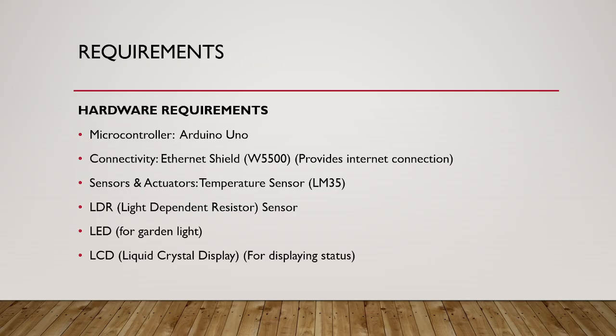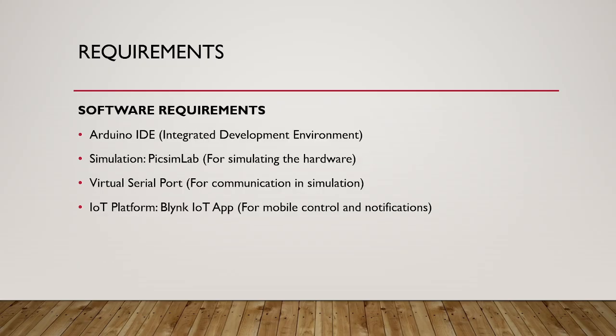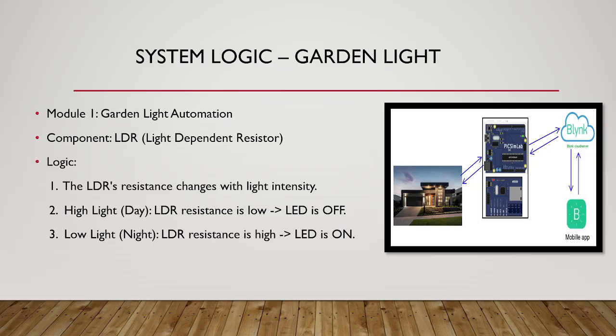So the main requirements for this project were in the hardware. The hardware requirements were mainly the Arduino Uno microcontroller, Ethernet shield for internet connectivity, LM35 sensor for temperature, an LDR for light, and an LCD for status display. For the software part, we used Arduino IDE for coding, Proteus Lab for simulating the hardware, and Blynk IoT app for the mobile interface.